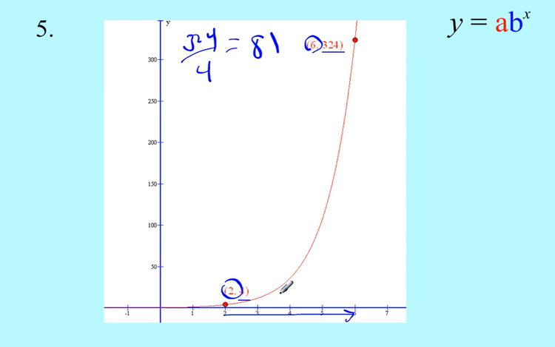2 to 6 is 4 units. It's not just a single unit. If it was a single unit, my b would be 81. It's 4 sections here, 4 intervals. So I have to take the 4th root.